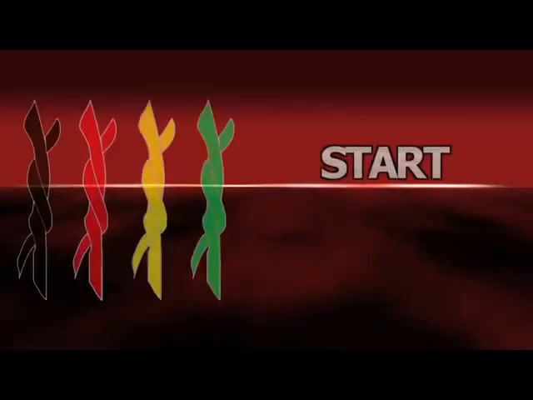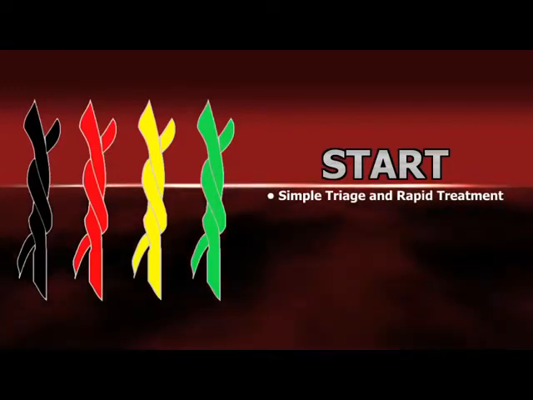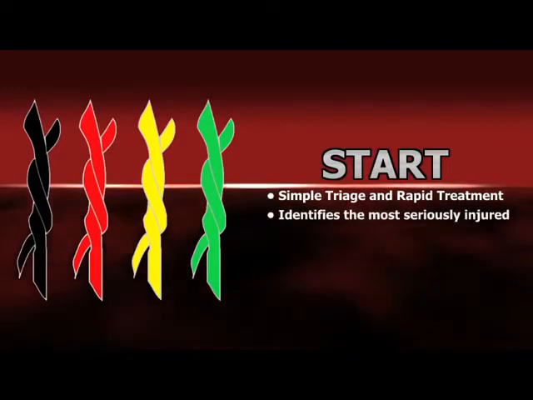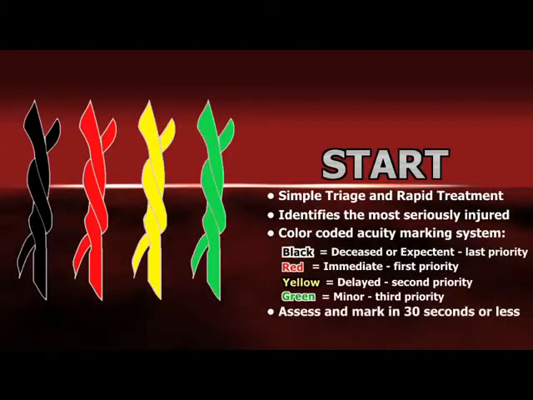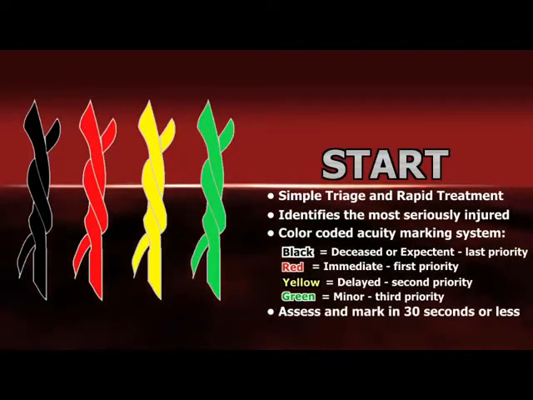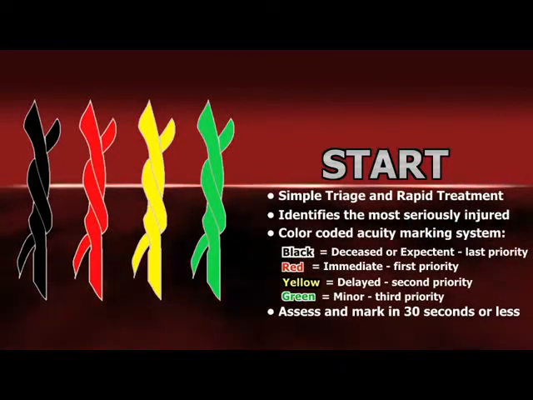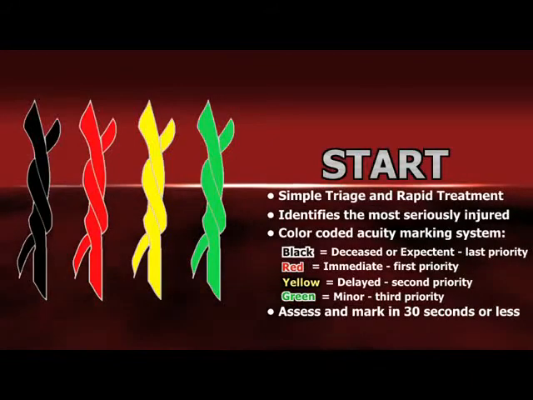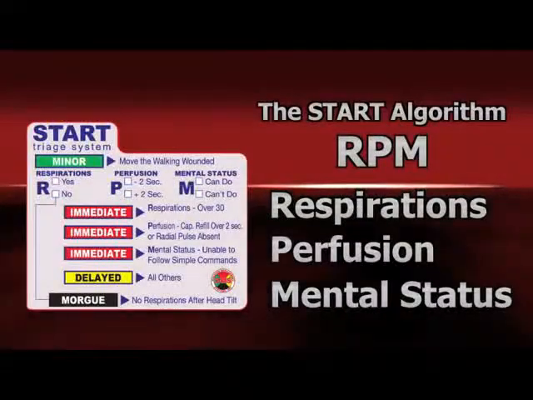The concept of triage is simply a method of quickly identifying victims who have immediately life-threatening injuries and who have the best chance of surviving, so that when additional rescuers arrive on scene, they are directed first to those patients. The START triage system relies on making a rapid assessment of every patient and marking them with one of 4 colored acuity categories. Each assessment should take no longer than 30 seconds.